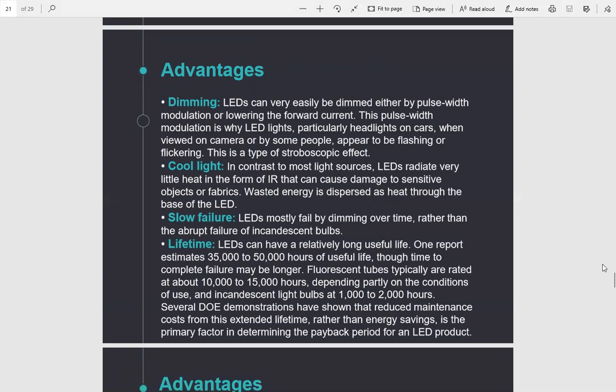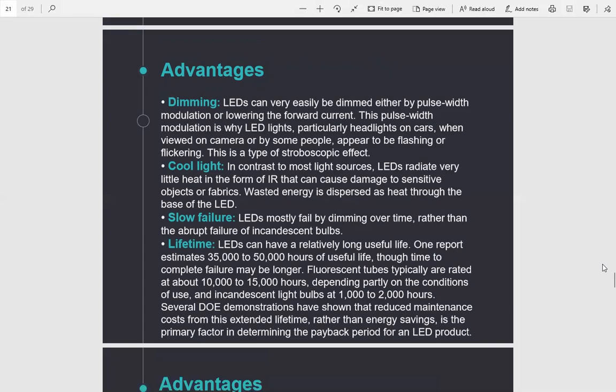Lifetime. LEDs can have a relatively long useful life. One report estimates 35,000 to 50,000 hours of useful life, though time to complete failure may be longer. Fluorescent tubes typically are rated at about 10,000 to 15,000 hours, relatively very low relative to LED, depending partly on the conditions of use, and incandescent light bulbs at 1,000 to 2,000 hours.